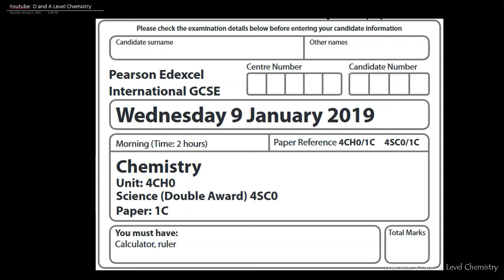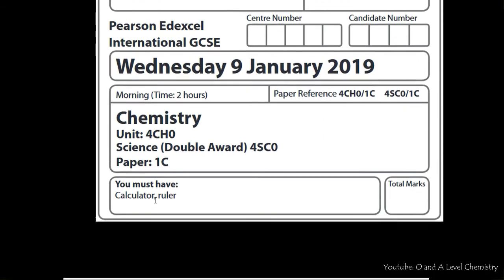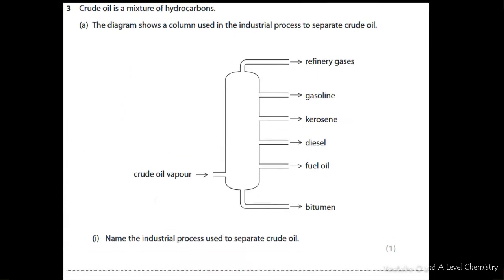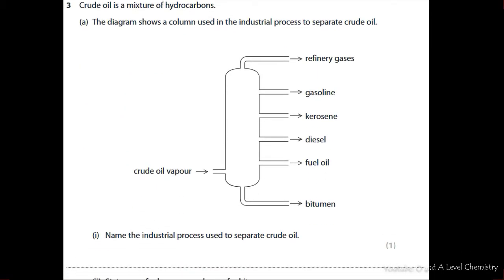Okay, so in this problem, we're going to look at a question paper, January 2019. It's paper 1C. So I'm going to look at question number 3. This is a very common question that you do see almost every year. The first question is: name the industrial process used to separate crude oil. That is fractional distillation. So you would write this.